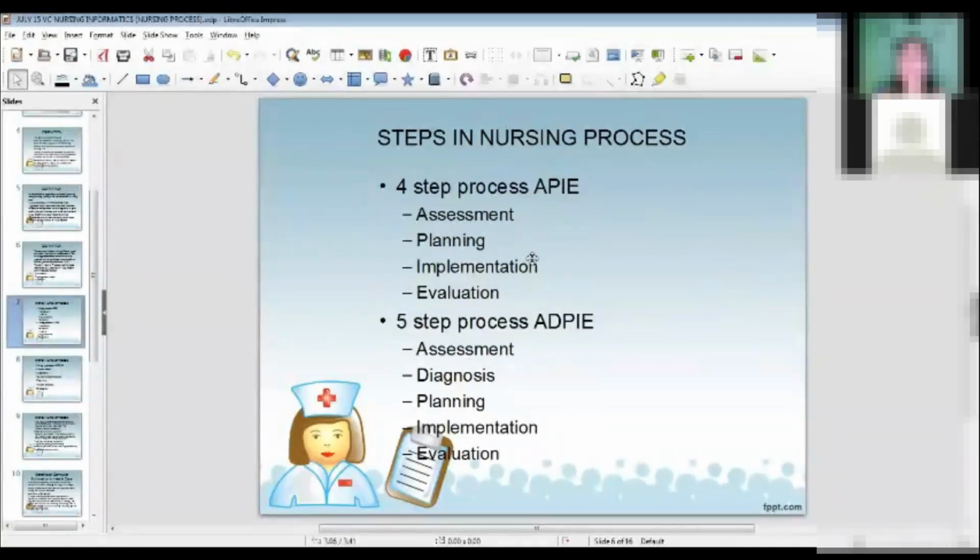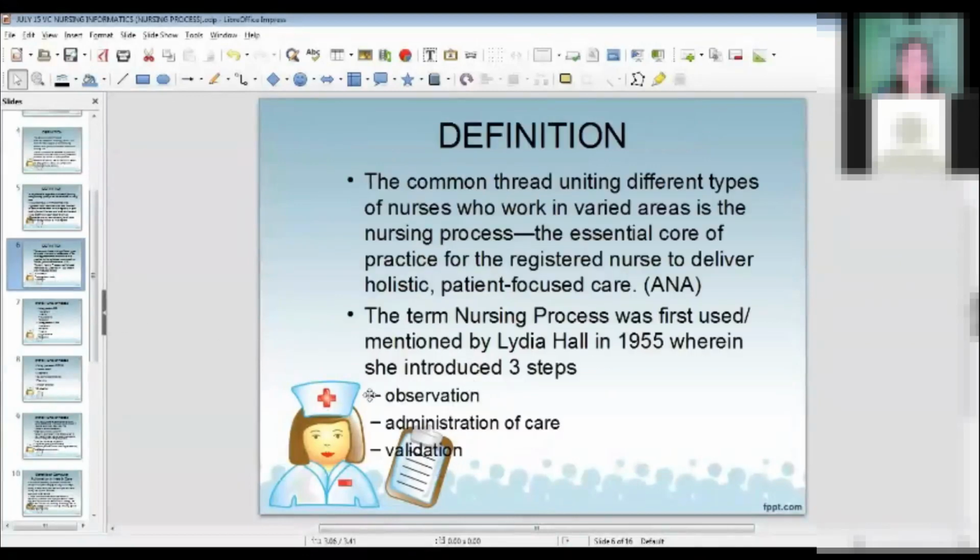Okay, so after the 3 steps proposed by Lydia Hall, it was improved or changed into a 4-step process. And this is known as the API. So we have assessment, planning, implementation, evaluation. Going back to the theory of Lydia Hall, observation refers to assessment. That is what we do in the first step of the nursing process: we observe and we assess our patient.